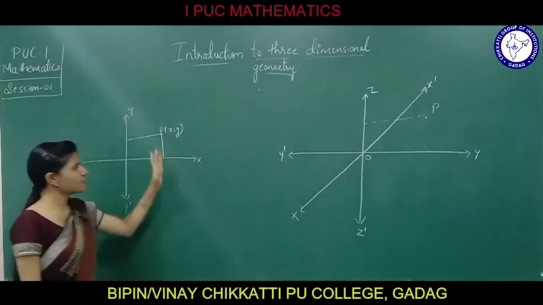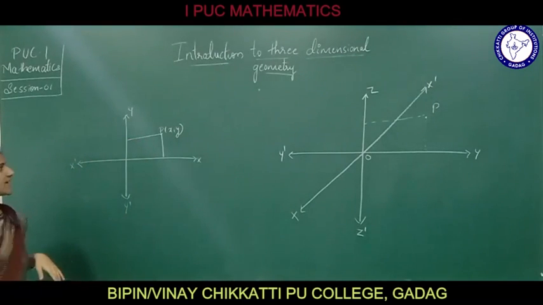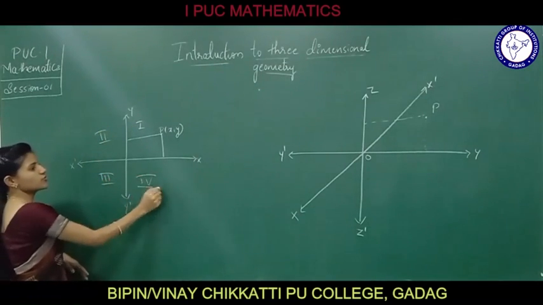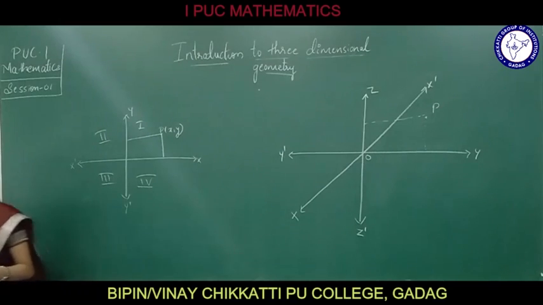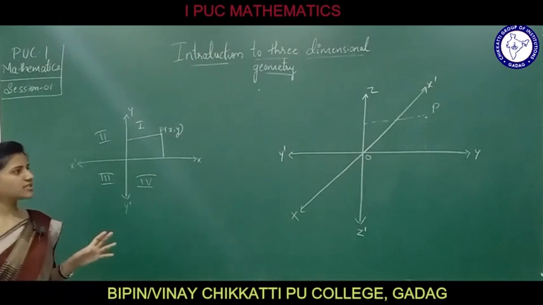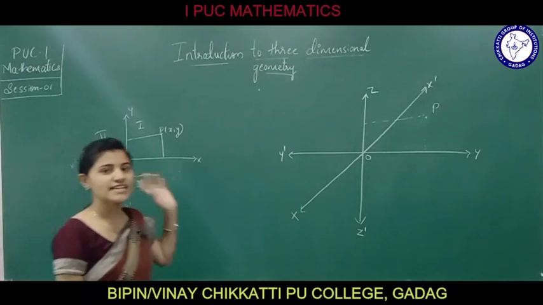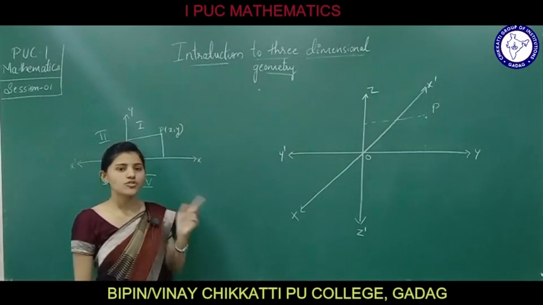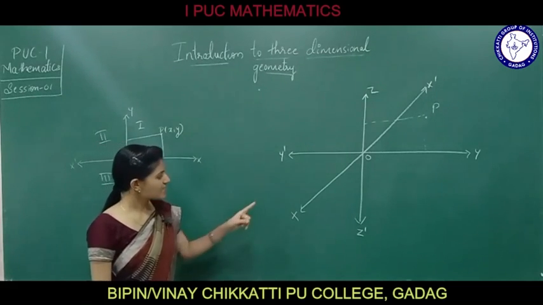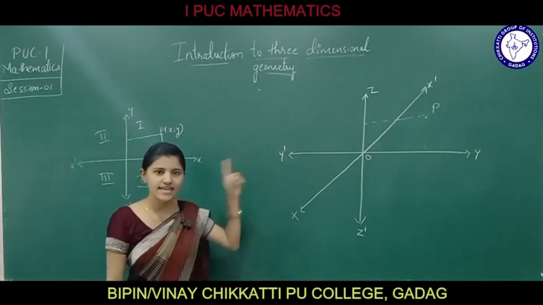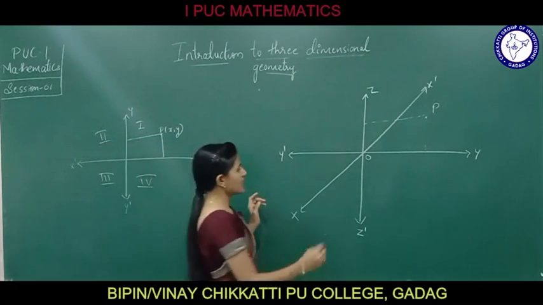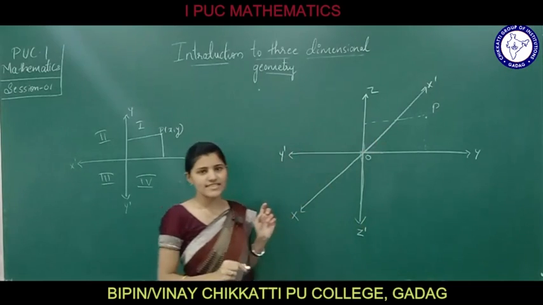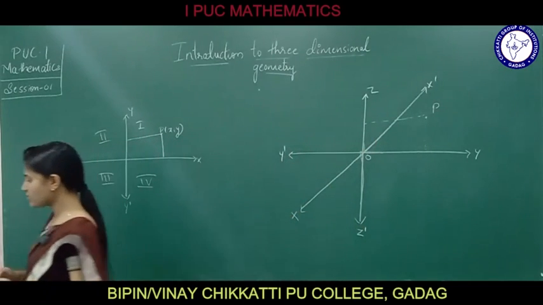Here we had four quadrants in two dimensions, right? It was the first quadrant, second quadrant, third quadrant and fourth quadrant. But in this three-dimensional space, we are going to get 8 quadrants. How many quadrants? 8 quadrants. So which are those 8 quadrants? We can say x, O, y and z will be one quadrant. Here we are going to get 8 quadrants in total.